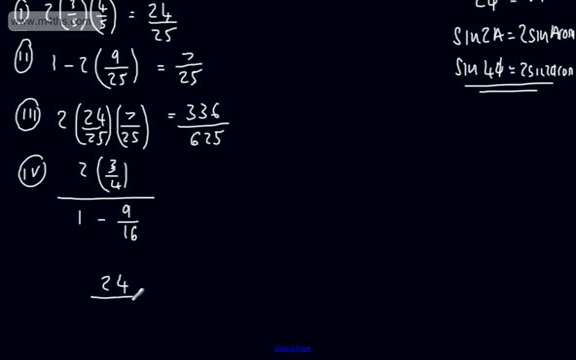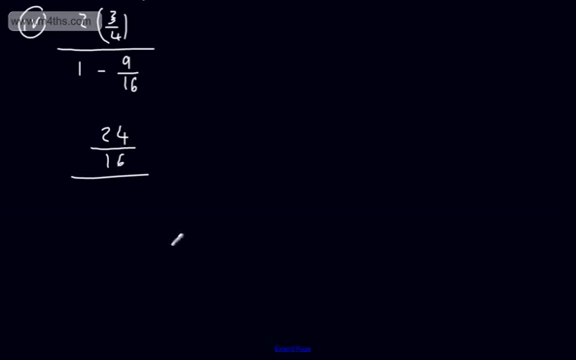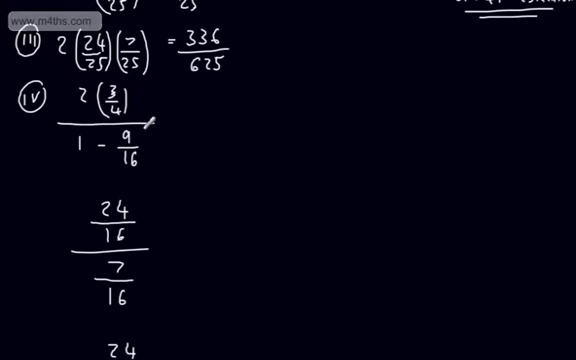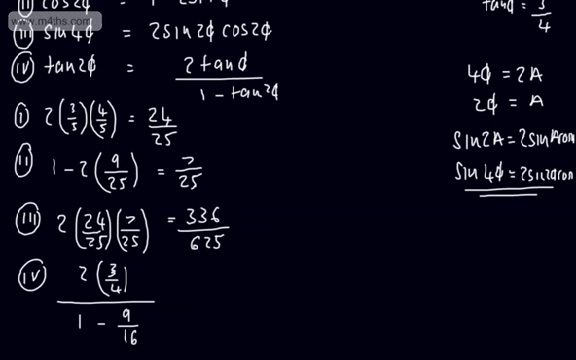24 over 16. And then on here, what am I going to have? 7 over 16. So just working this out in my head a little, which will give me 24 over 7. Do check that, that's my dodgy fractions there. So let's do 2 times 0.75, and then we will divide that by 1 minus 9 over 16, and that should give us the answer. Let's have a look at that. So 25/7. So that now is tan of 2 theta.